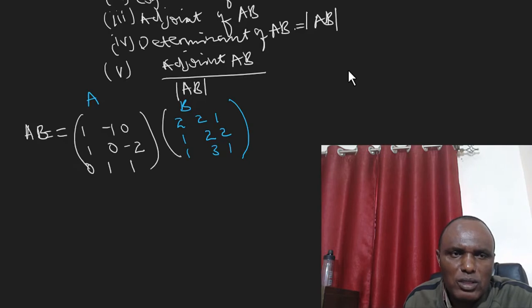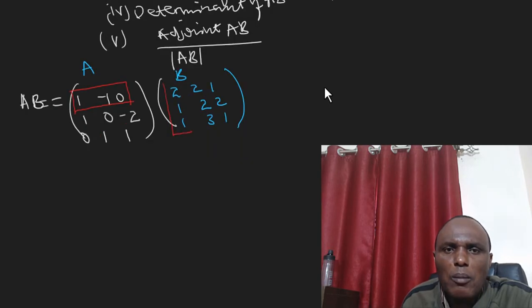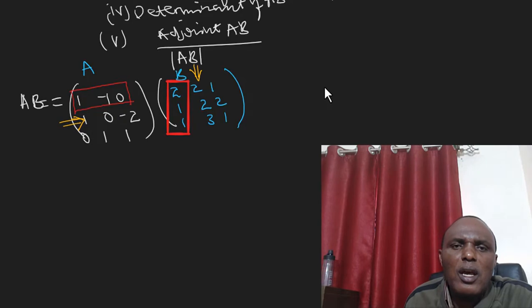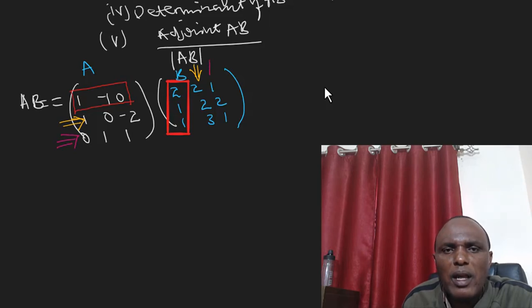To multiply these two matrices, we take the first row of matrix A and multiply by the first column of matrix B. Again, we multiply the second row of matrix A by the second column of matrix B. We repeat the same with the third row of matrix A and the third column of matrix B. When we do that, we will be in a position to get all the elements that we are supposed to get.